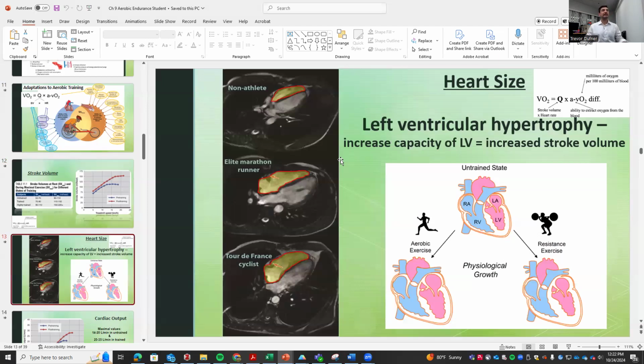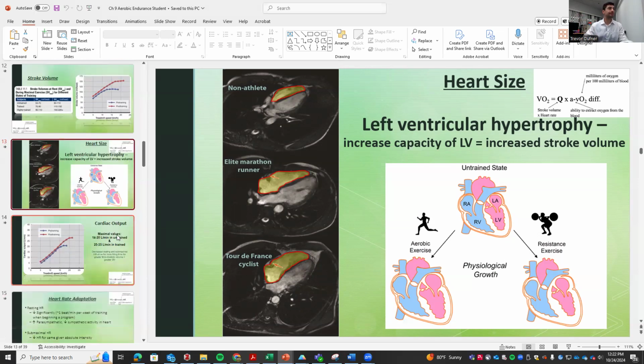So we look at these elite marathon runners, right, or a Tour de France cyclist, we can see a much larger left ventricle. Remember, the left ventricle is responsible for pumping blood throughout the body. When it's used more, it's going to grow. It's going to go through hypertrophy. It's a muscle. That's how it works, right? So we can get a greater stroke volume because quite literally the muscle that is responsible for ejecting that blood gets stronger and it gets better at its job.